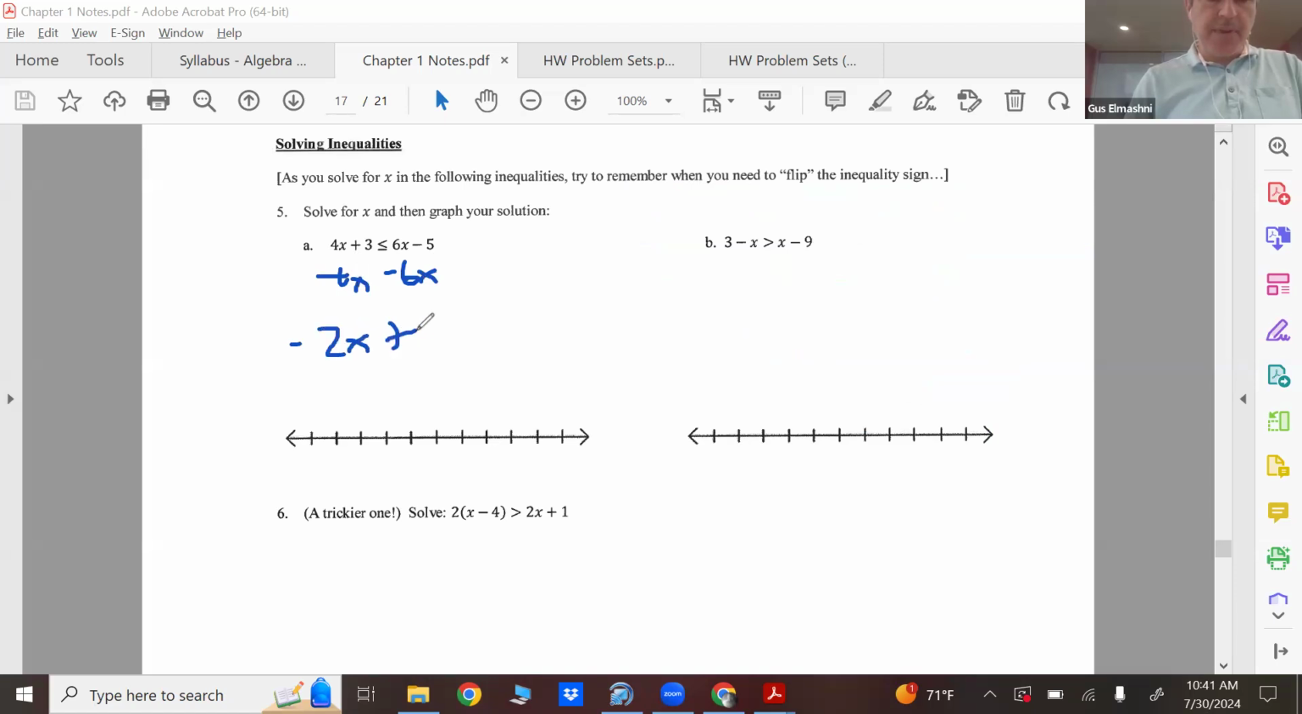So you have 2x plus 3 less than or equal to -5, and -2x less than or equal to -8. Whenever you divide by a negative, you have to flip the inequality. The reason you do that is to guarantee the same result if you decide to move the 4x from left to right.